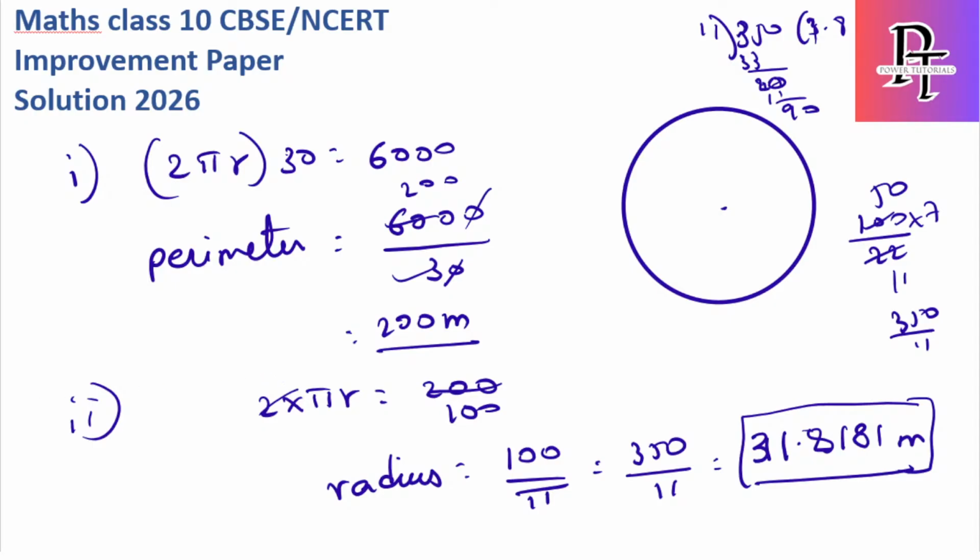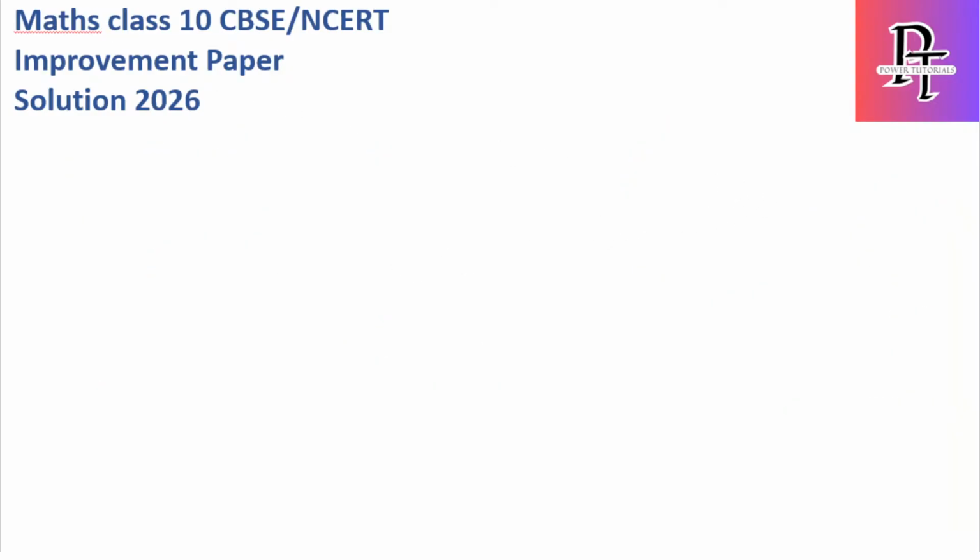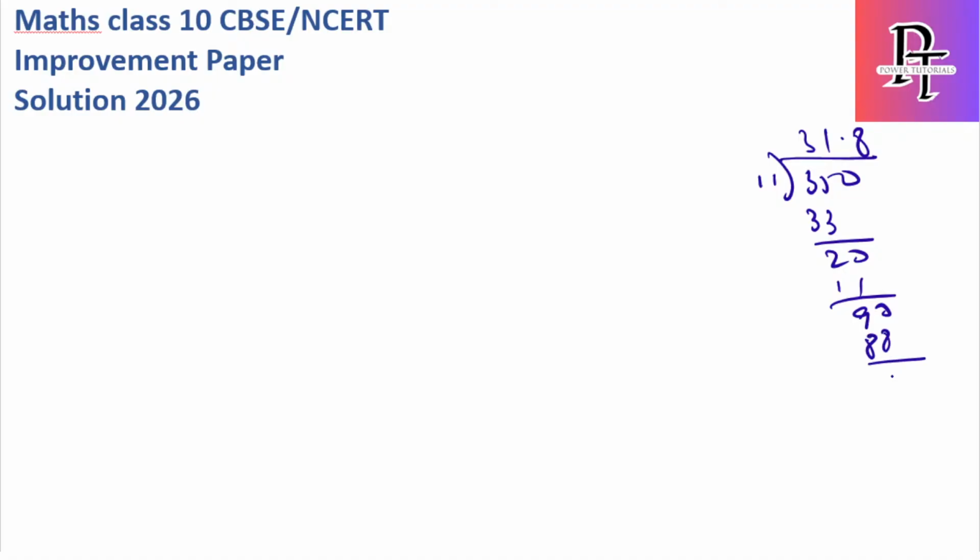Okay, what about here? Next one. I'll draw this division again. Let's do it on the next slide, that will be clear for you. 350 by 11 I had to do. 11 3s are 33. We'll get 20. 11 1s are 11. I'll get 90. 11 8s are 88. We'll get 20. Again 11 1s are 11, get 90. So this goes on repeating, which is 31.81.